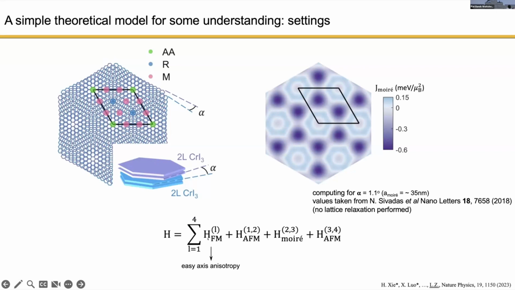So the spin Hamiltonian is composed of four parts. The first part is the intralayer ferromagnetic coupling with the easy axis anisotropy. The second part is the interlayer antiferromagnetic coupling between the first and second layer. The third part is the interlayer antiferromagnetic coupling between the third and fourth layer. And the last part is the modulated interlayer magnetic coupling between the second and third layer. Then the ground state is found under this particular spin Hamiltonian.